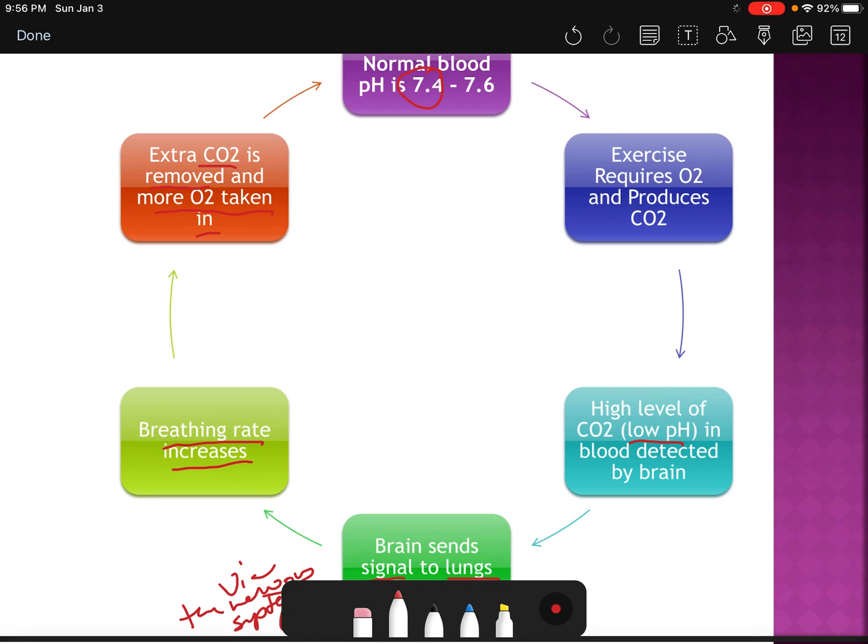And this is a negative feedback loop. It's trying to reverse the change back to the normal set point. It's trying to counteract whatever change has occurred in the body to get you back to your normal levels. In this case, it's talking about CO2 levels and pH levels. In other instances, it might be talking about body temperature or glucose levels. So whenever your body's trying to reverse the change and get you back to your normal set points by counteracting it, that's a negative feedback loop.